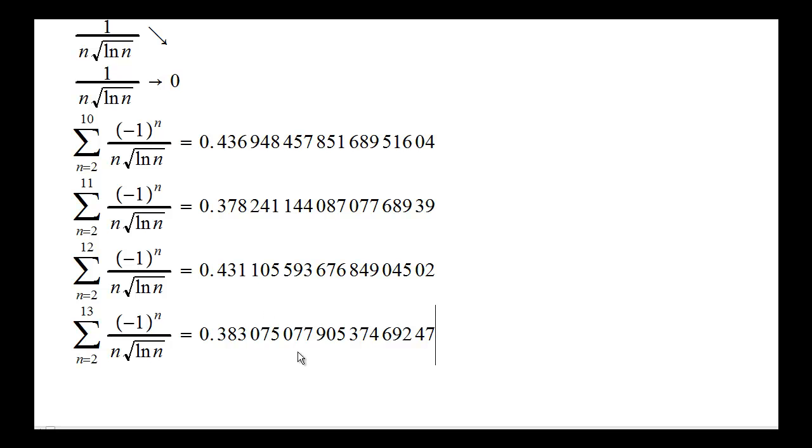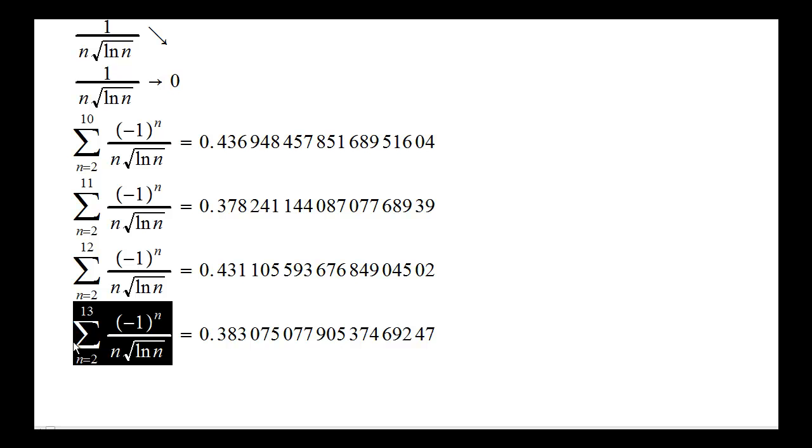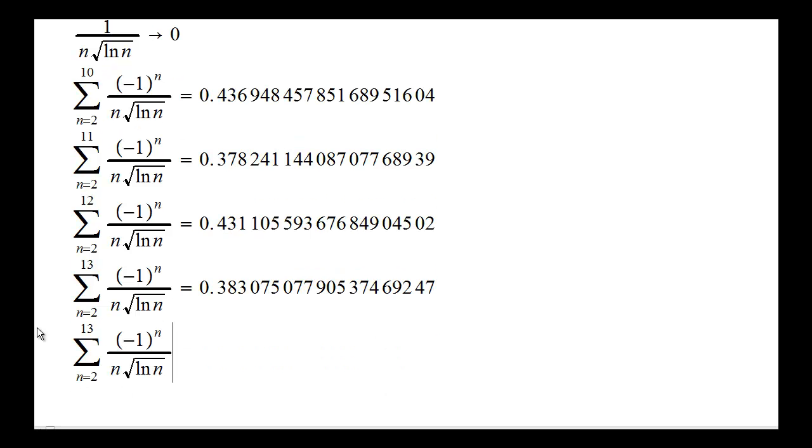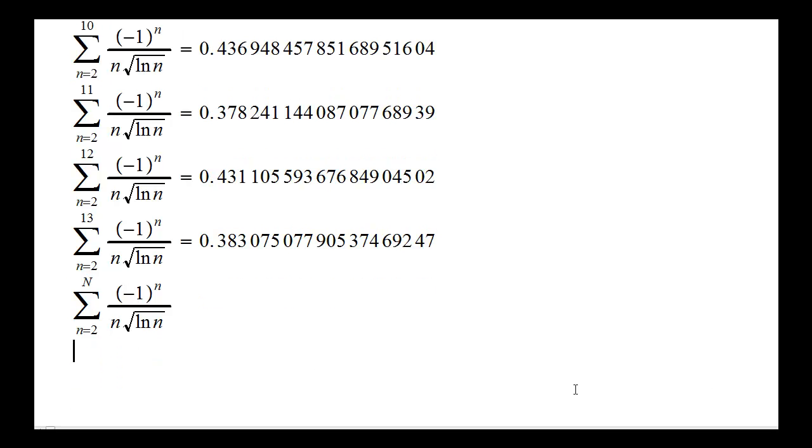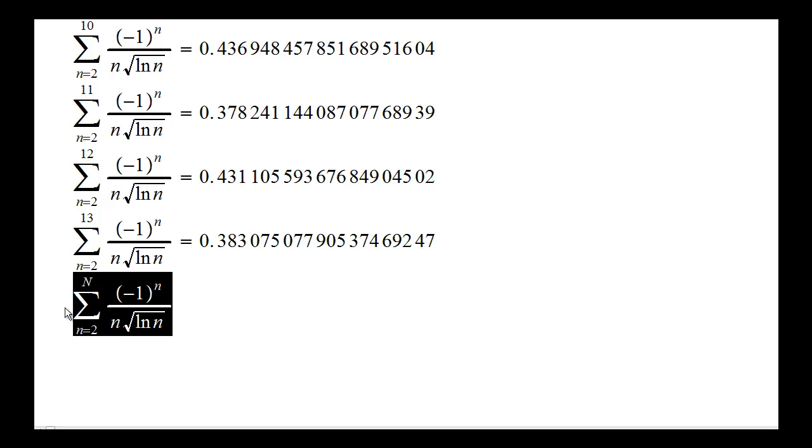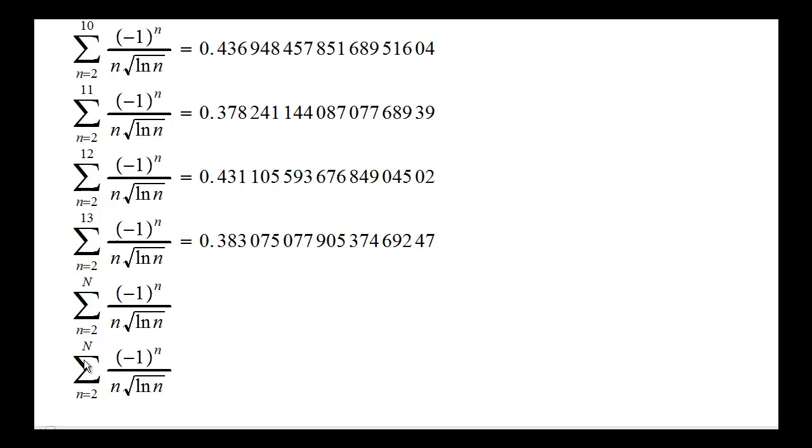Now we want to know how many terms we should add in order to get a desired level of accuracy for this series. Say we added all the terms up to little n equals capital N. If we did that, then what will happen? We'll be losing all these terms here, that is, starting from N plus 1 to infinity.